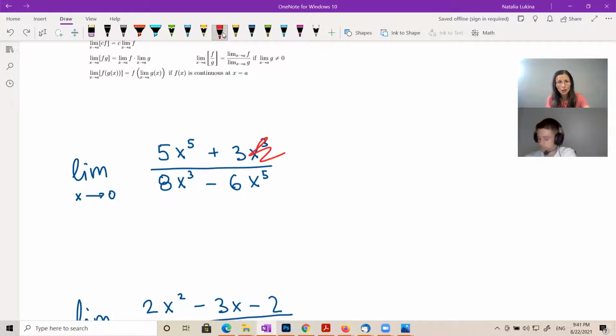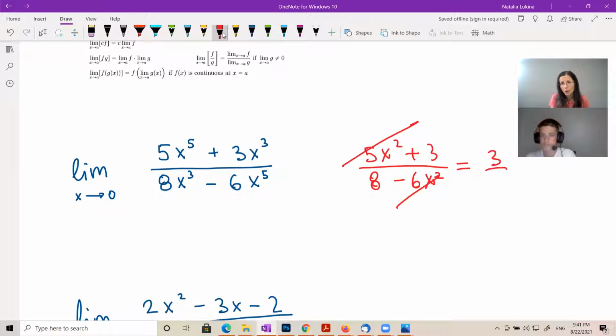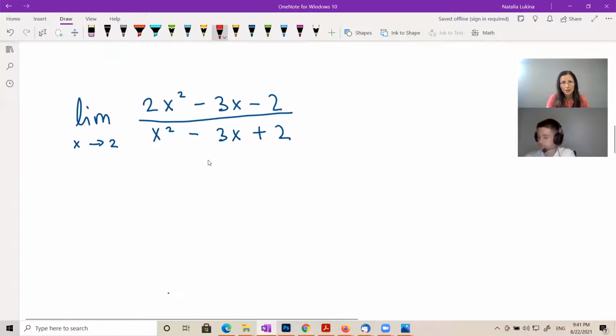Let me rewrite it so it looks neater. So what we did, we divided by x cubed, because we are allowed to divide numerator and denominator by the same number. And the expression became 5x squared plus 3 over 8 minus 6x squared. And now we can plug in x equals 0. This disappears and this disappears also. So we will have the limit of 3/8. All right. One more of this type.